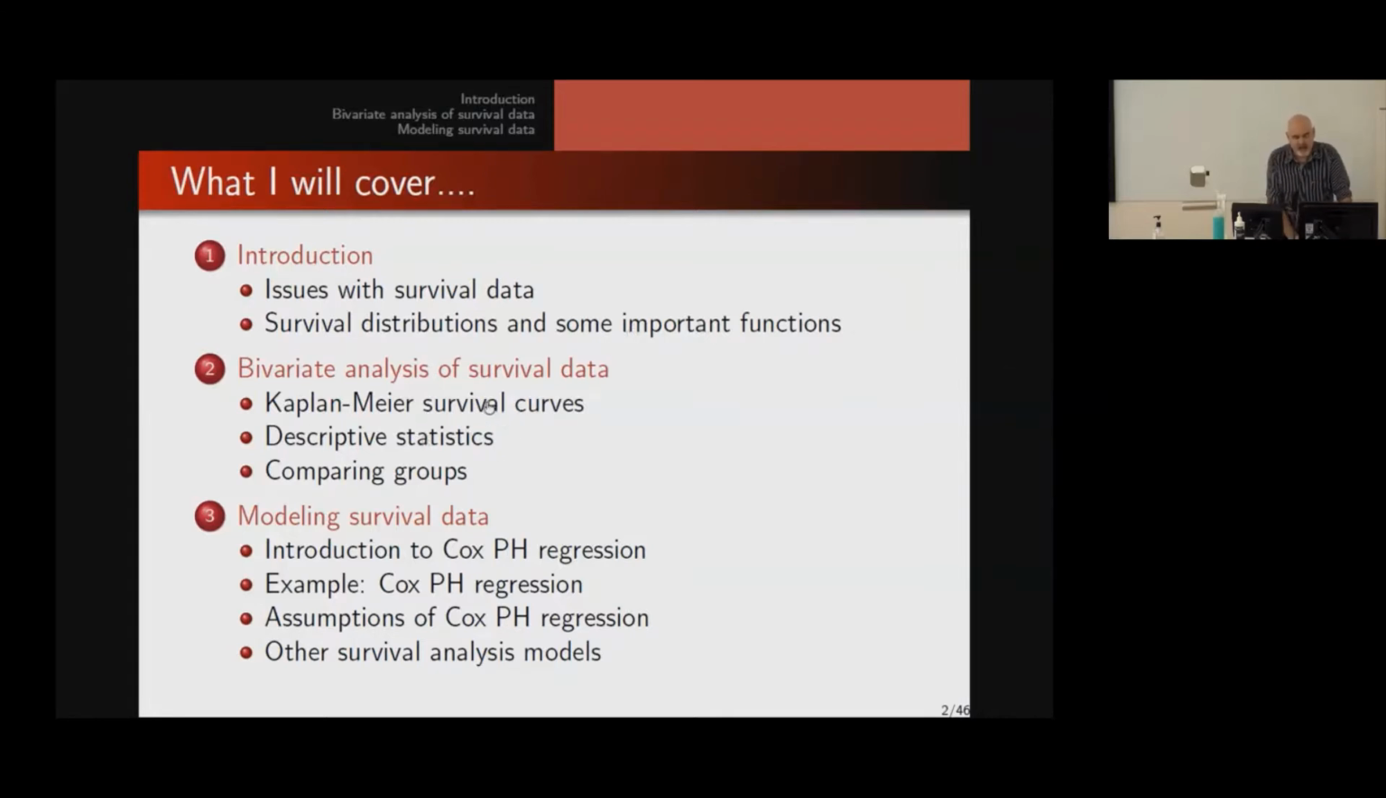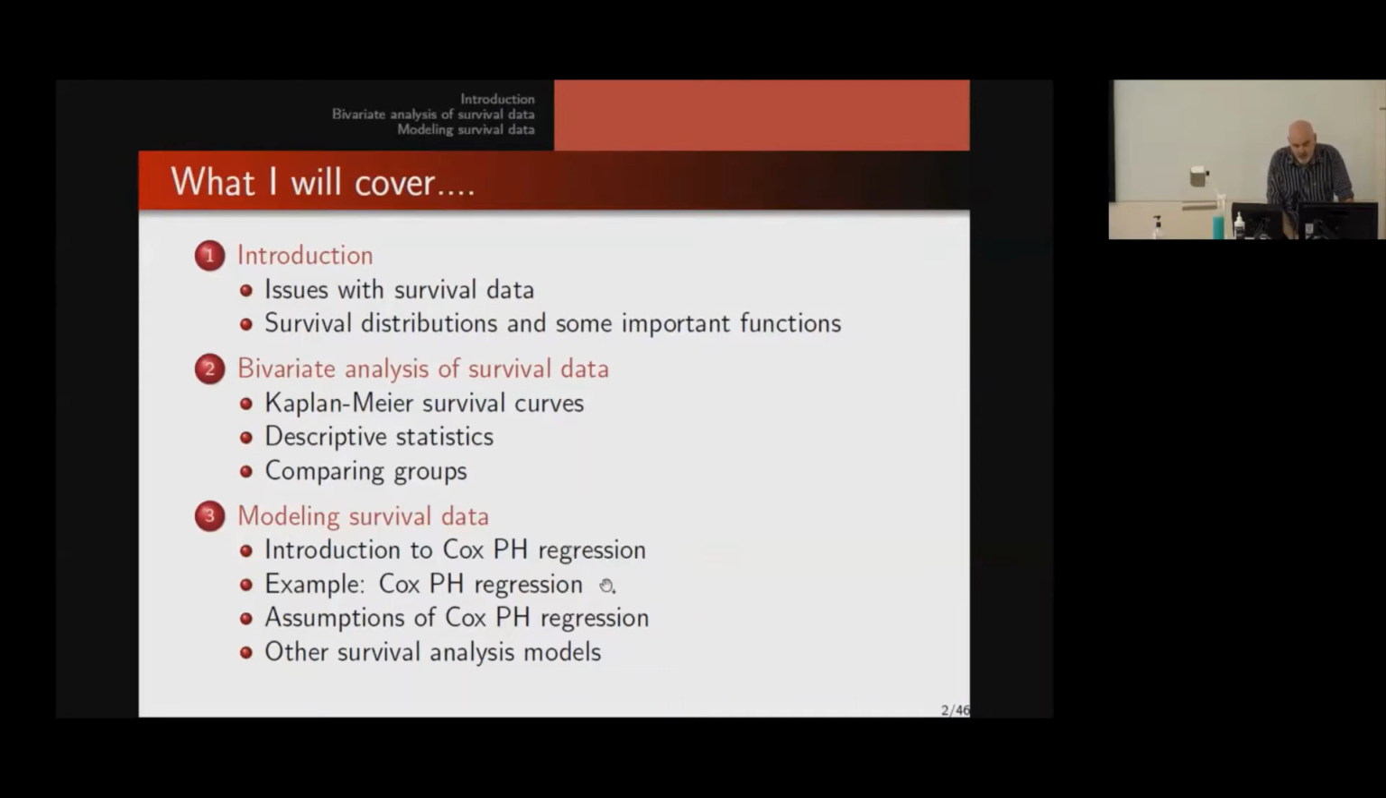I'll start with the relatively naive methods, whether they be descriptive, like Kaplan-Meier curves and things like medians. Then we'll start to go to formal analysis, and again, I will talk about naive methods first, like the log rank test. And then eventually we will go on to the models for survival data. So we'll talk about the all-important Cox proportional hazard regression.